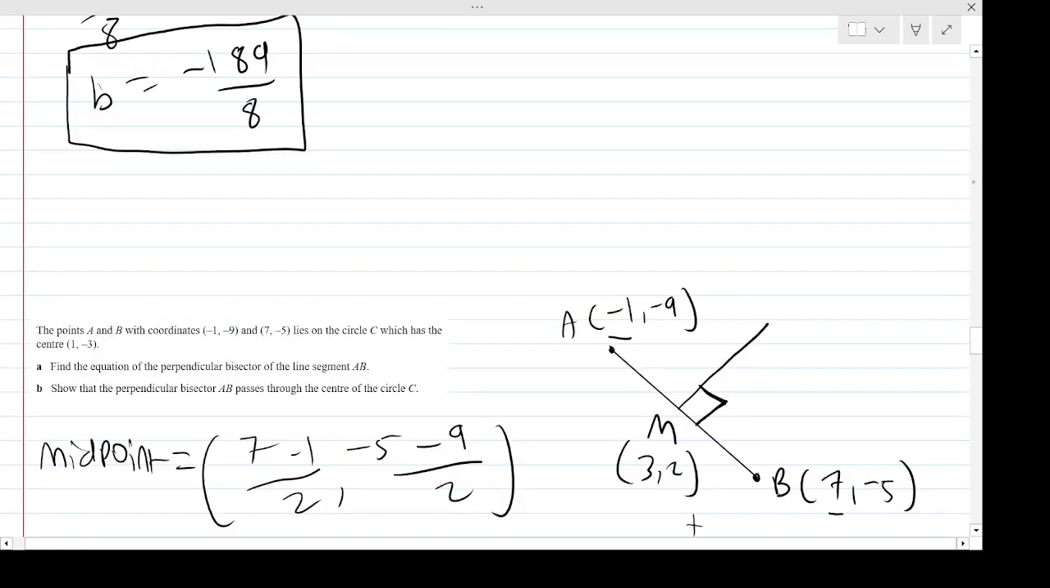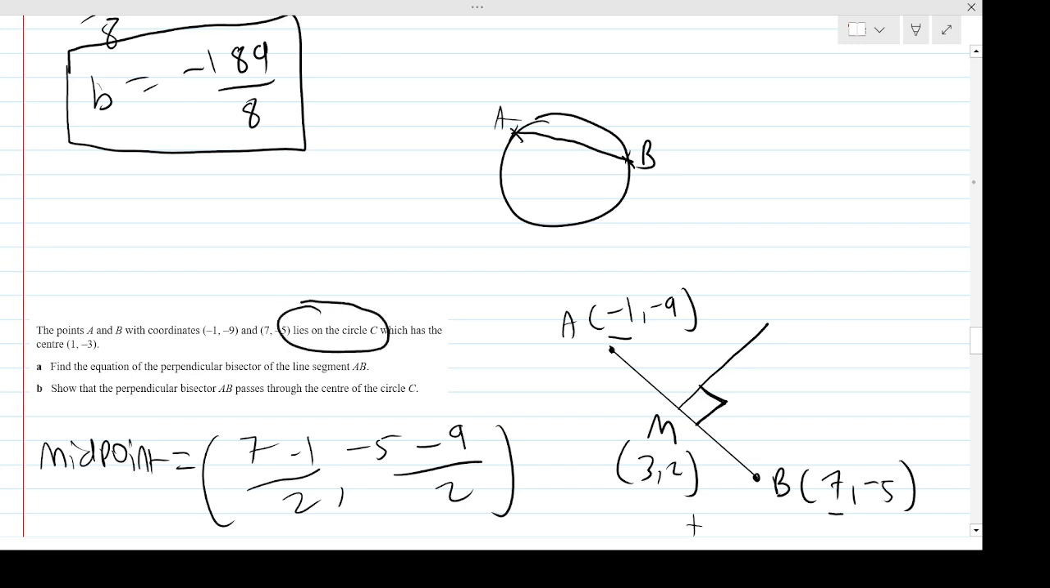Then for part B, it says, show that the perpendicular bisector of AB passes through the centre of a circle. So again, AB is a chord, right? Or could be a diameter. But because A and B, say point A is here and point B is here, it's a chord because it's a line in a circle. Remember, it's telling us that these 2 points lie on the circle. So the line connecting these 2 points has to be a chord because it's a line inside a circle.